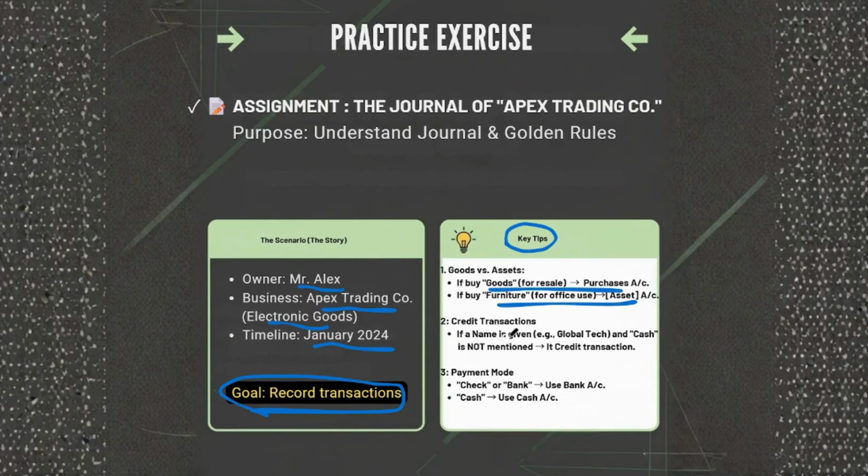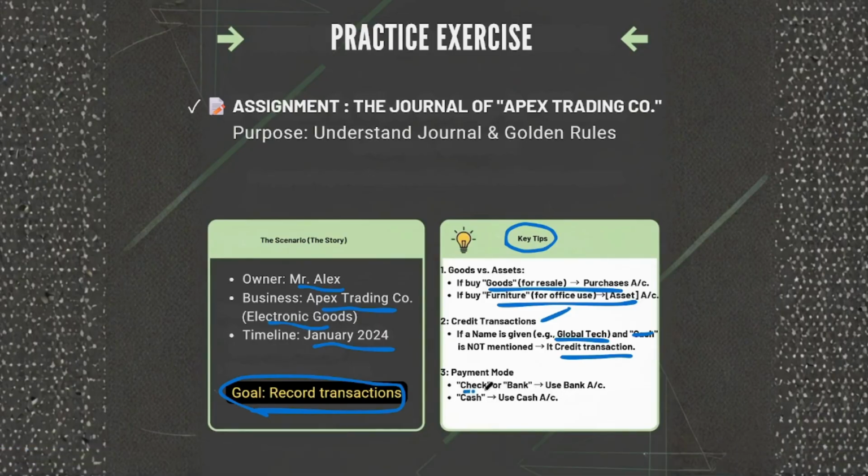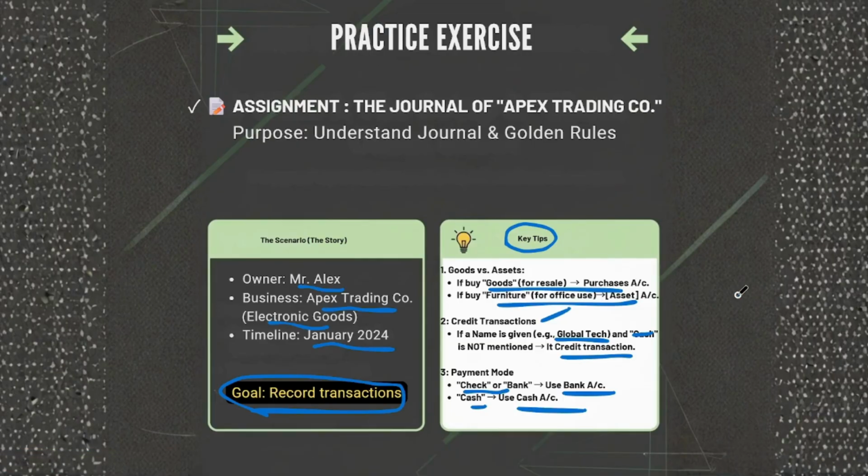Tip number 2, credit transactions. If you see a company name, like Global Tech, but you don't see the word cash, assume he hasn't paid yet. That is a credit transaction. And tip number 3, payment mode. If you see check, use the bank account. If you see cash, use the cash account. Simple, right? All right, let's look at the full problem.